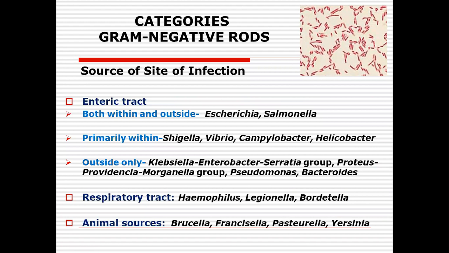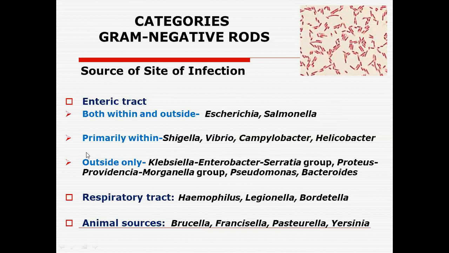Now, this large group of microorganisms can be categorized into three main groups based on their location in the human body. Some members of this gram-negative group mostly affect the enteric tract, some affect the respiratory tract, and others are zoonotic in nature. Within the enteric tract, some genera primarily affect both within and outside the enteric tract, including Escherichia and Salmonella, and also Shigella, Vibrio, Campylobacter, and Helicobacter.